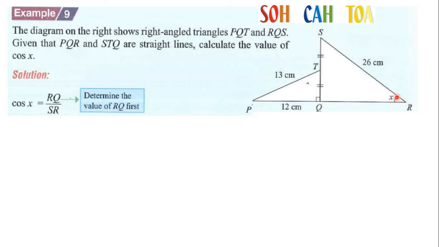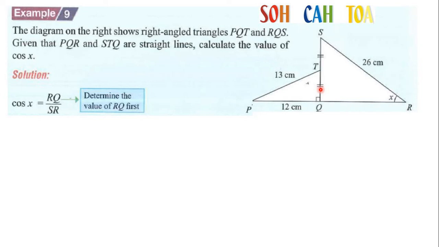RQ over hypotenuse SR. But now you do not know this length. You do not know the length of QR. So what you have to do, you have to find the length of QR first. Okay, how to get the length of QR? You have to know the length of SQ. Do you know the length of SQ? No, you do not know. Okay, but you know that ST equals TQ. So you have to find the length of TQ.